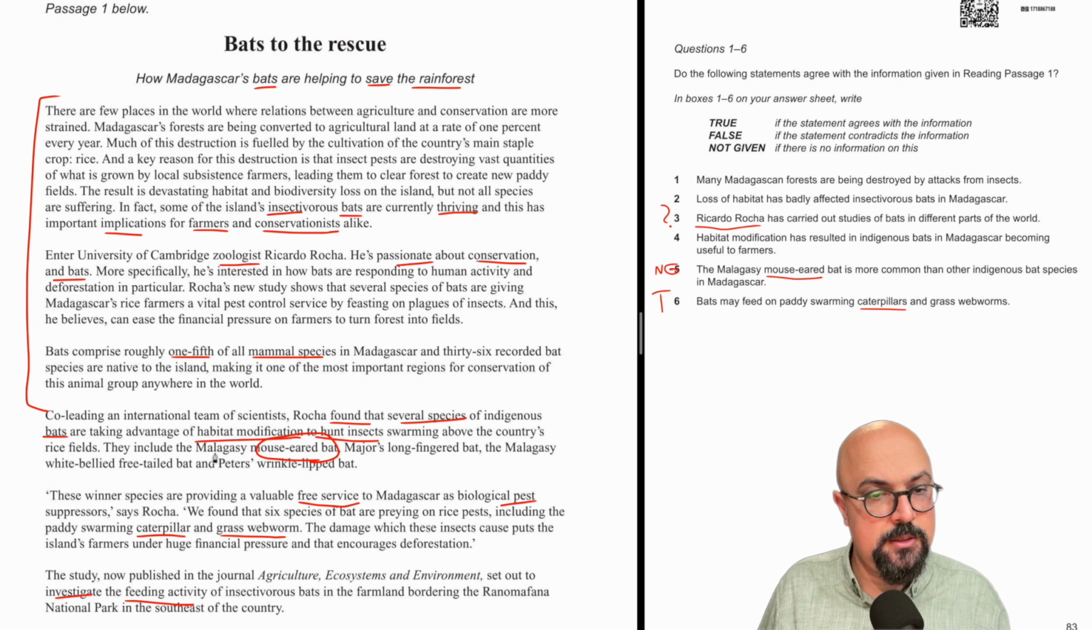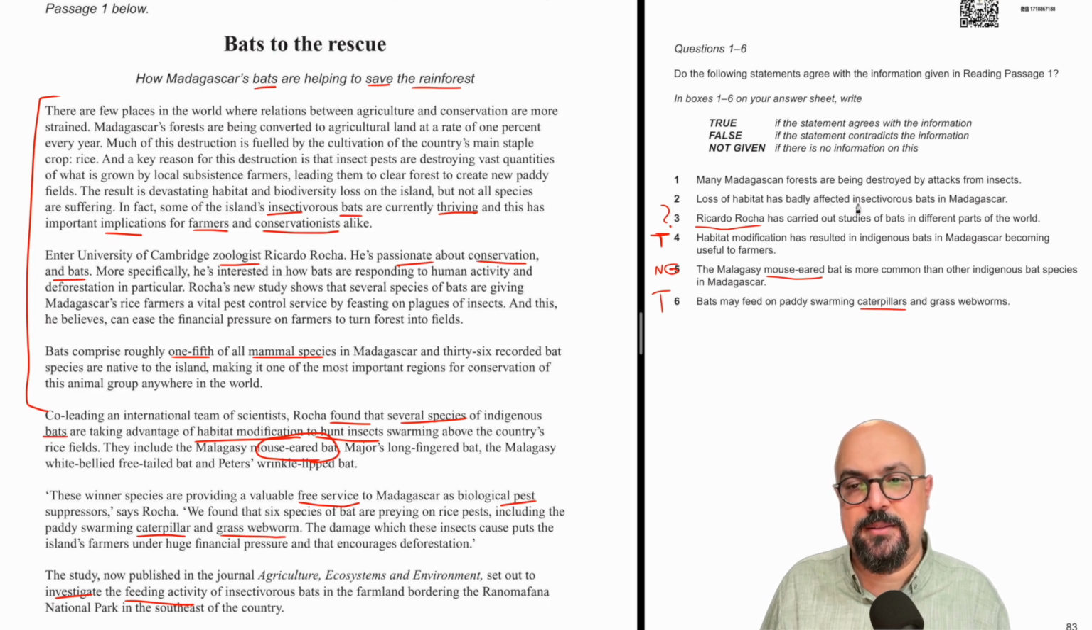Yes. They include valuable service. Yes, you see, it has become a valuable free service to Madagascar. So yes, this is definitely helpful. Has resulted in something positive. So this is true. Number 3, I still don't know, but it has to be, like I said, over here. Let's go back to number 2.